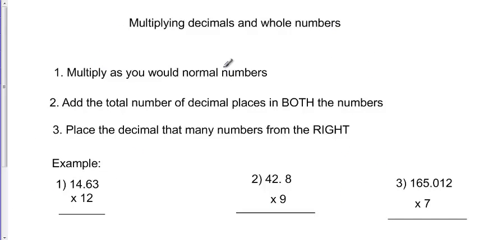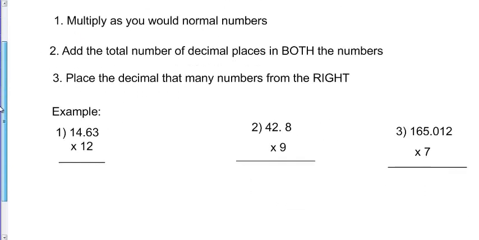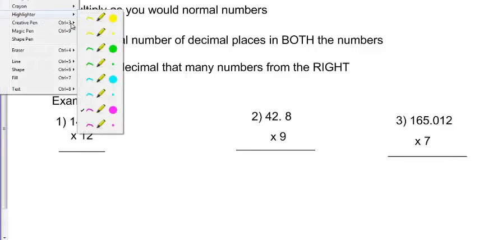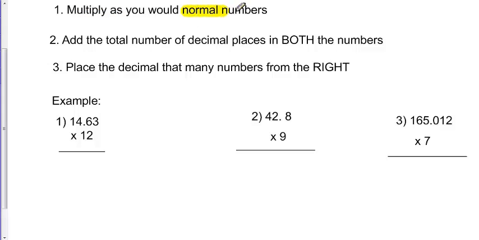Okay, now let's go ahead and multiply some decimals and whole numbers. Remember again the same rules. We are going to go ahead and multiply just as we would normal numbers. Add the total number of decimal places in both the numbers and place the decimal that many numbers from the right. Alright. Let's go ahead and work on these. I'm not going to place my decimal any place. At this point, when I'm just multiplying, I'm going to ignore that my decimal even exists there.